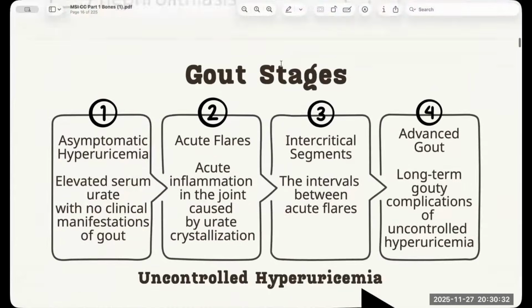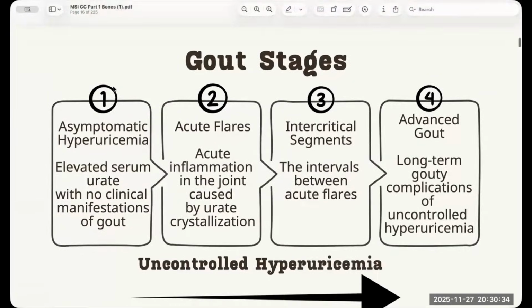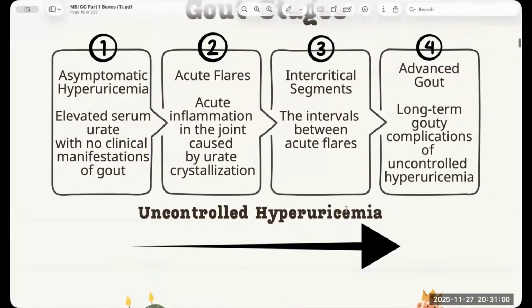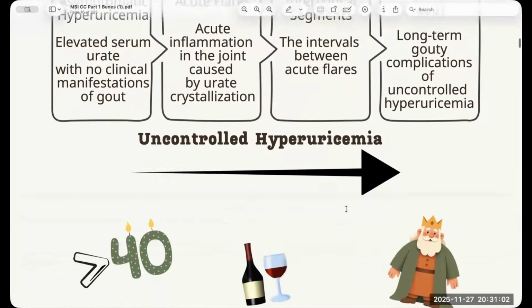All right. Gout has stages, 4 stages actually, and it starts with being asymptomatic. Asymptomatic hyperuricemia has elevated serum urate but no clear manifestations. Later on comes an acute flare with acute inflammation, and thirdly, there are intervals between those acute flares. Lastly, it's advanced and chronic and long-term with complications. Now, the higher the stage, the more uncontrolled the hyperuricemia is.